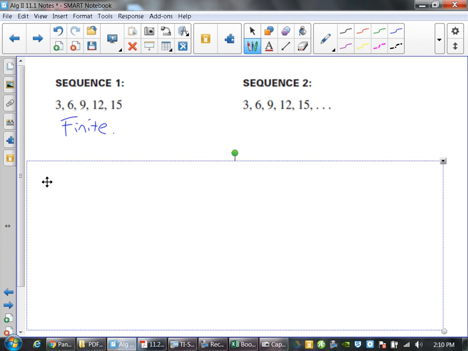Because why? It ends. And this would be an infinite, because it goes dot, dot, dot. Right off the bat, that's how you tell the difference between a finite or an infinite sequence. The dot, dot, dot tells all.